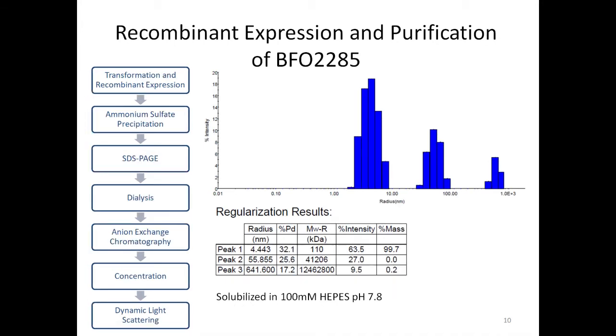BFO 2285 was unable to be purified using immobilized metal affinity chromatography, which I suspect is because it's localized in the periplasm, and usually those proteins have chaperone proteins that help them fold. So I used ammonium sulfate precipitation instead and followed it up with a secondary purification using anion exchange, although the dynamic light scattering data would indicate that it is, for the most part, folded in some stable conformation.